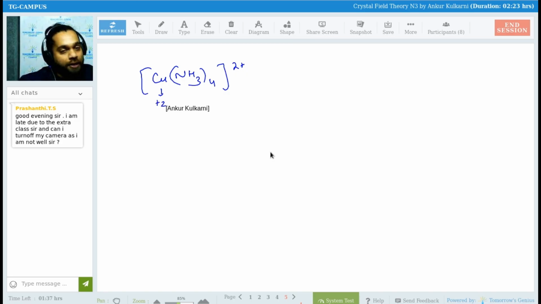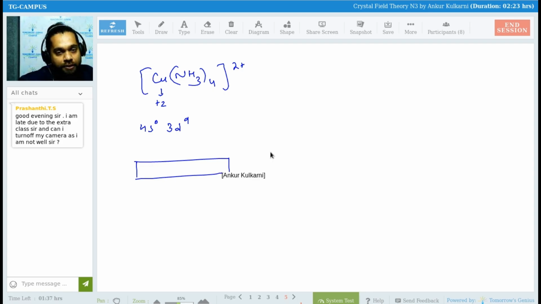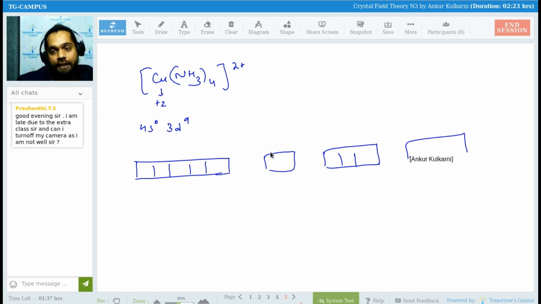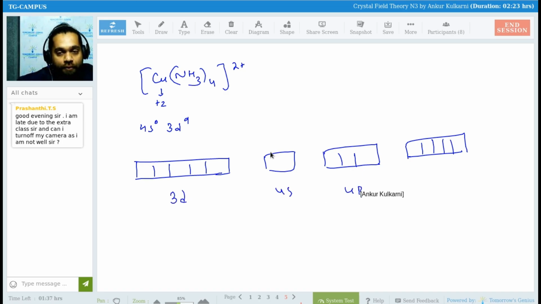Look over here. Oxidation state +2. Then we have 4s0 3d9. Yes, everyone, 4s0 3d9. So 1, 2, 3, 4, 5. Then we have 4s, we have 4p, then we have the 4d. What happens is this is 3d, 4s, 4p, 4d. Over here 9 electrons, if I fill 1, 2, 3, 4, 5, 6, 7, 8, 9.